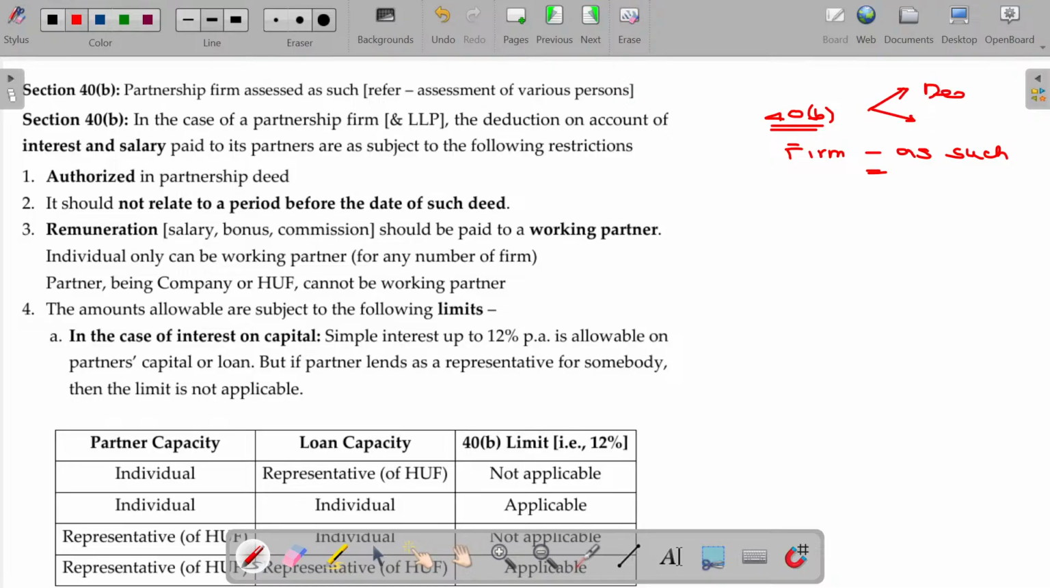There should be a deed among the partners and there should be PSR, profit sharing ratio. In these two cases, you can consider it being a firm and assessed as such.